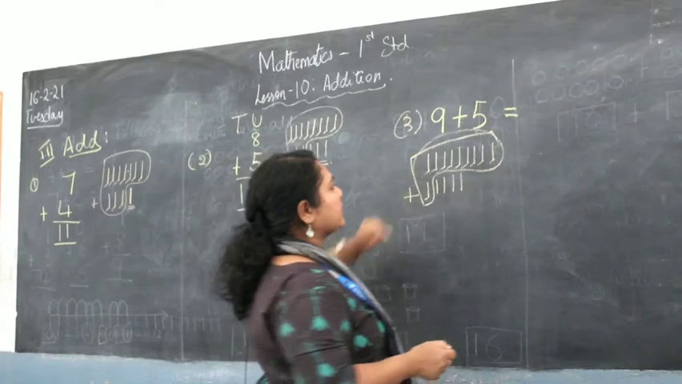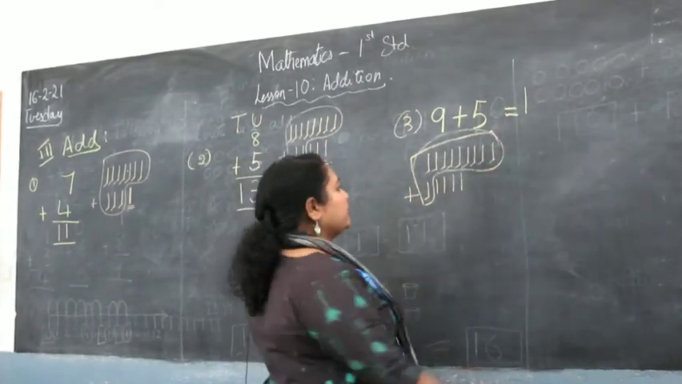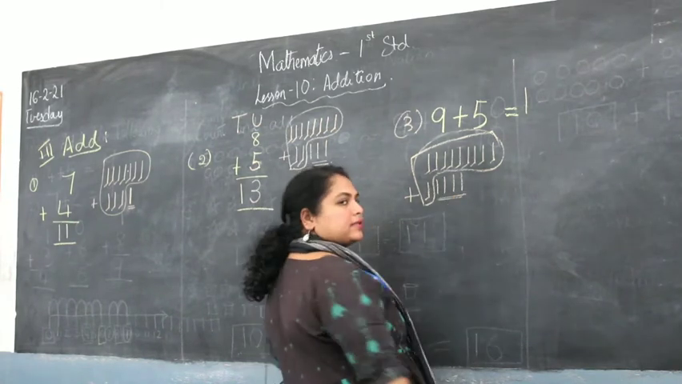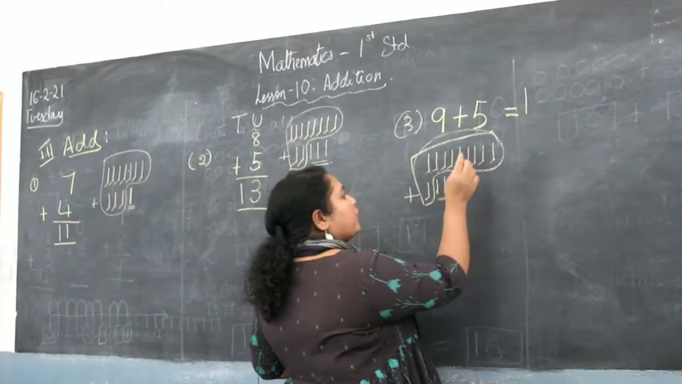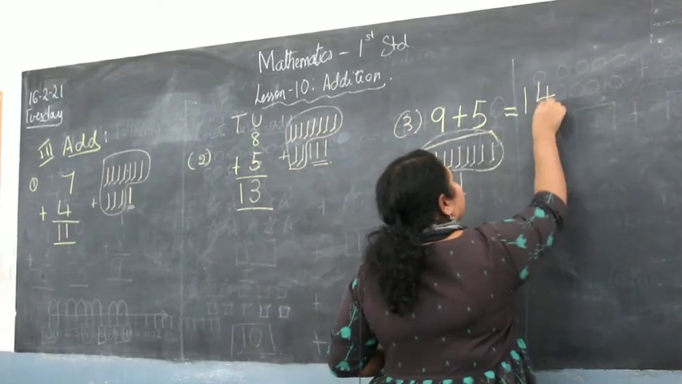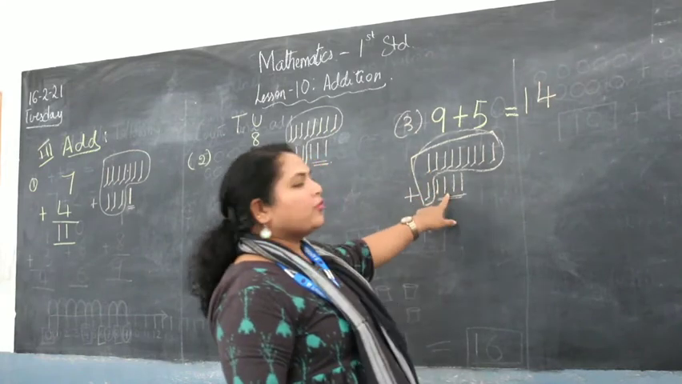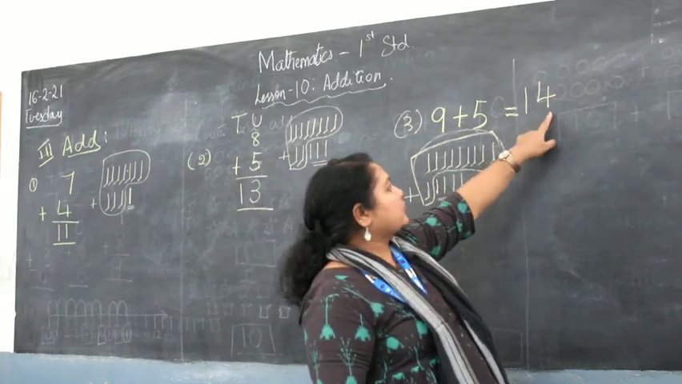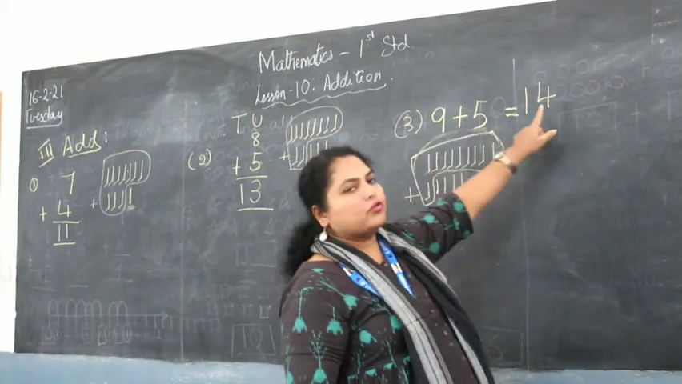So I have one bunch of 10, that's 1 ten. And how many units am I left with? How many sticks am I left with? 1, 2, 3 and 4. I am left with 4 sticks, so that's 4 units. 1 ten and 4 units gives you 14. So 9 plus 5 is 14.